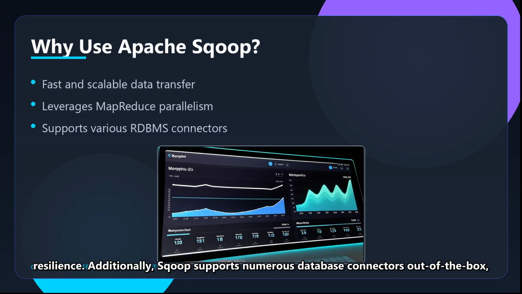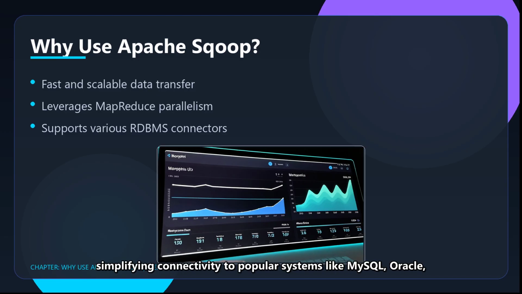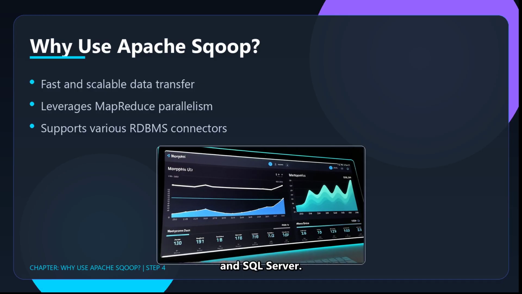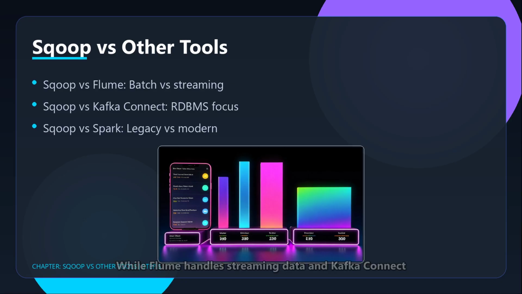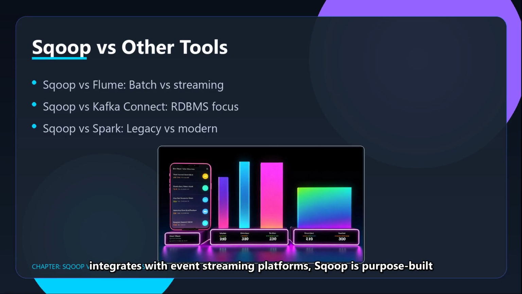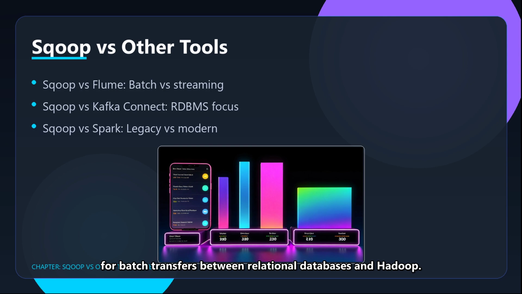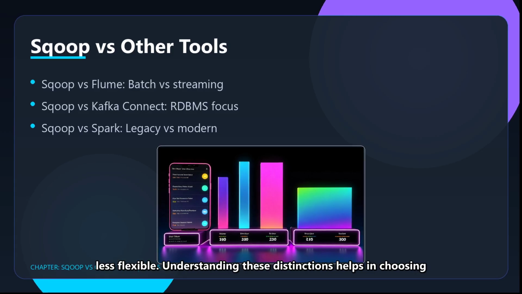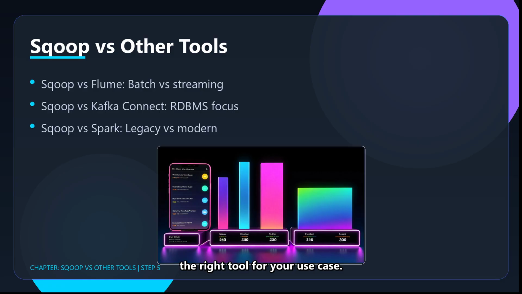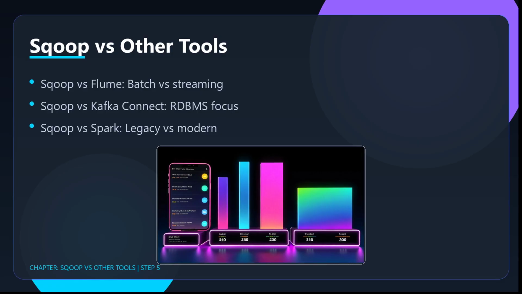Additionally, Sqoop supports numerous database connectors out of the box, simplifying connectivity to popular systems like MySQL, Oracle, and SQL Server. While Flume handles streaming data and Kafka Connect integrates with event streaming platforms, Sqoop is purpose-built for batch transfers between relational databases and Hadoop. Compared to Spark, Sqoop is more specialized but less flexible. Understanding these distinctions helps in choosing the right tool for your use case.